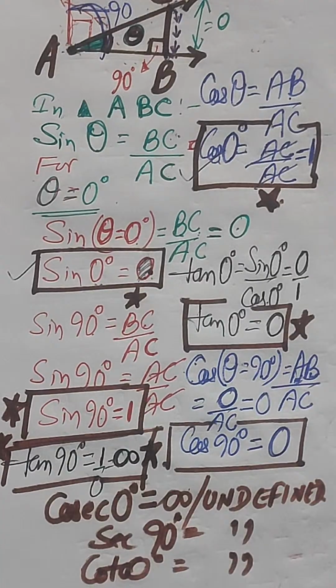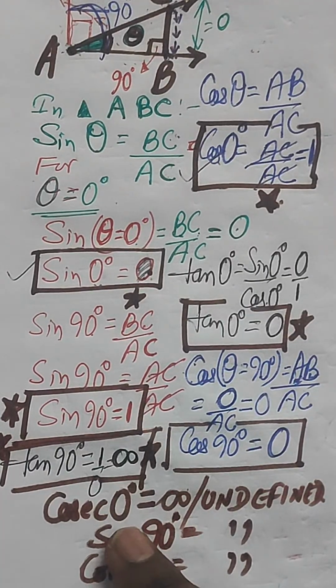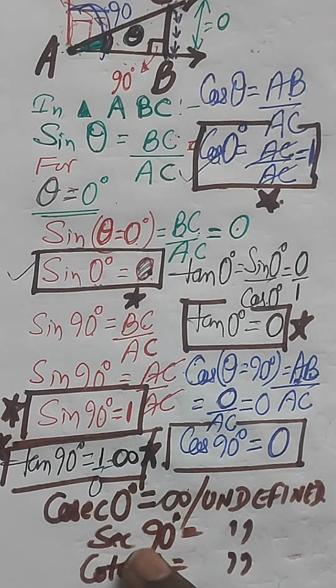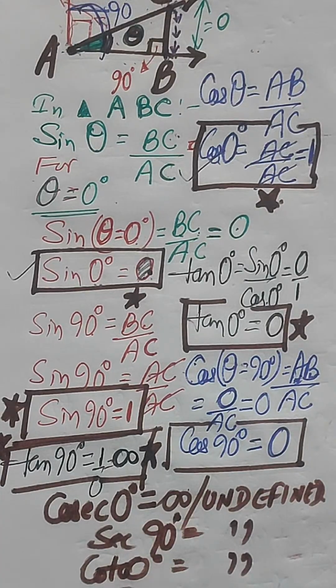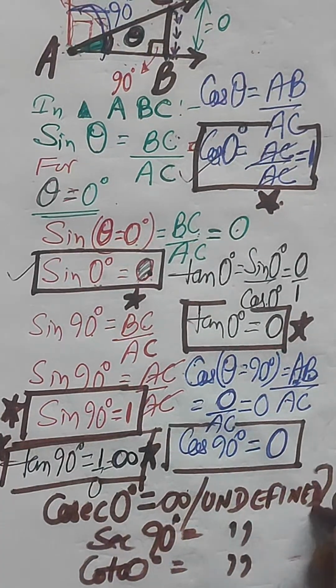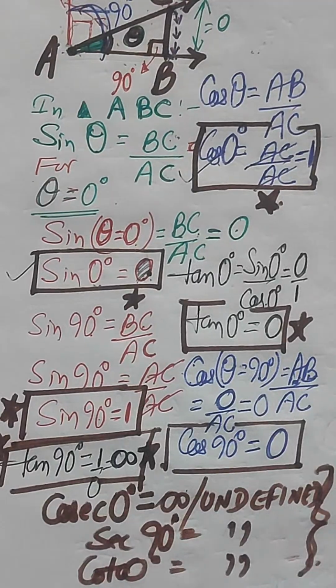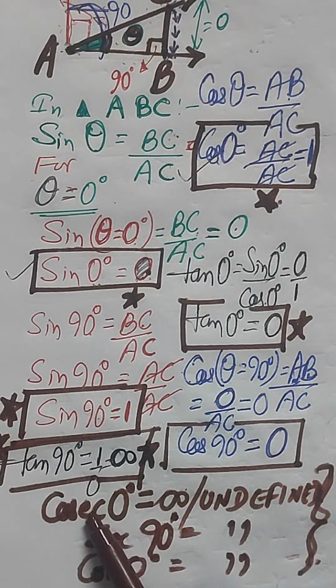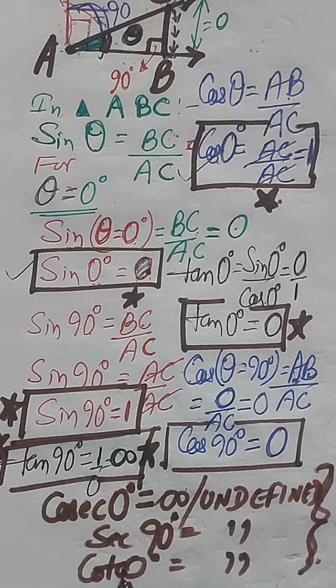Now we have cosec 0 undefined, sec 90 undefined, and cot 0 undefined. So we are making a value of this. No need to remember, just remember that cosec is the reverse of sine, sec is the reverse of cos, and cot is the reverse of tan, right?